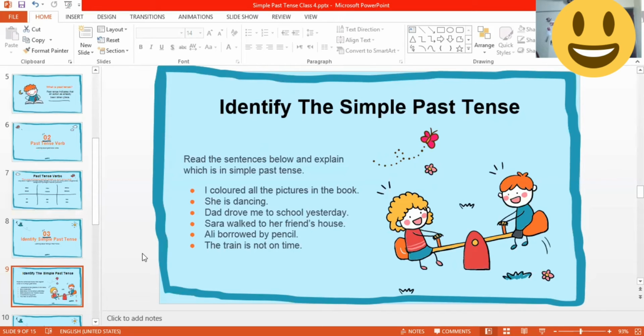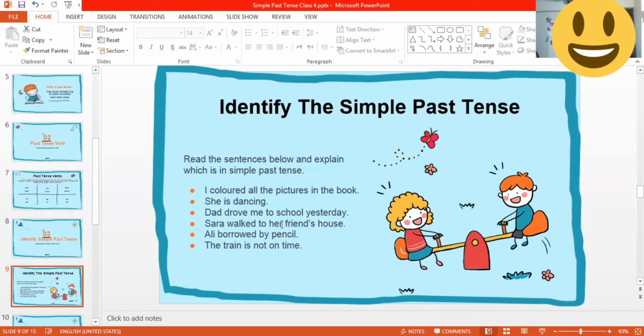So the first one is, I colored all the pictures in the book. Can you find out what the verb is here? Yes, it's colored because we are noticing that it has ed in it. Okay. Then the second one is, she is dancing. She is dancing. Is shows that the action is happening right now. That means it can't be a past tense sentence. So we're not going to consider that as a simple past tense sentence.